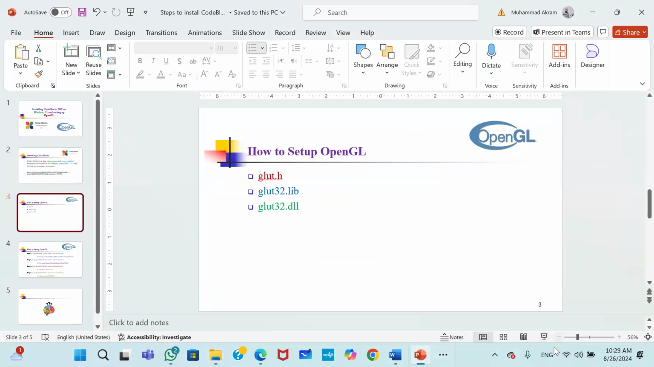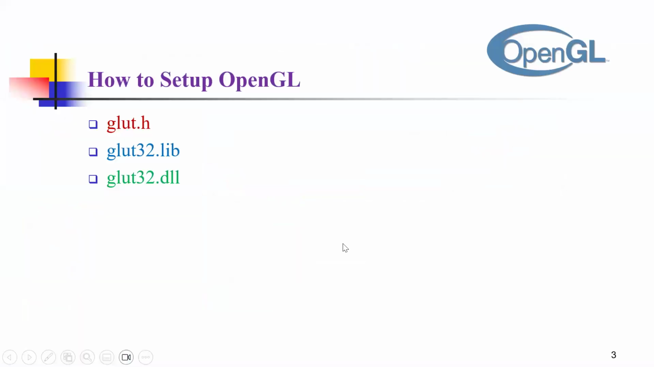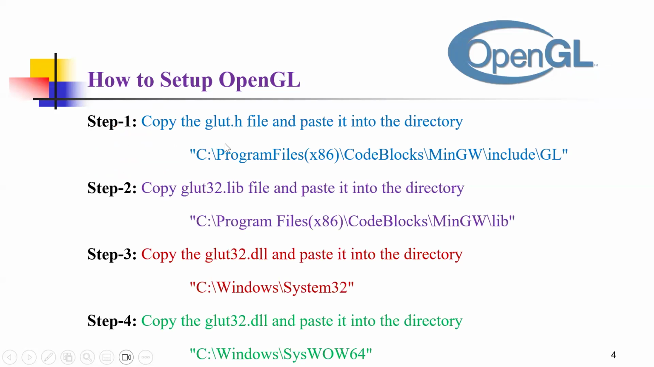As I said, we have the three GLUT files. Now we are going to set up OpenGL. For these three files, we have to follow four steps. First we need to copy the glut.h file and paste it into the directory C program files CodeBlocks MinGW include GL. So we need to copy this file into this folder.